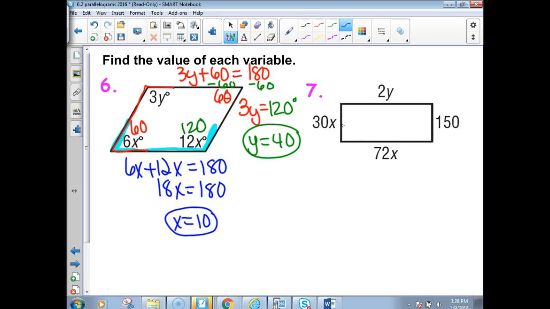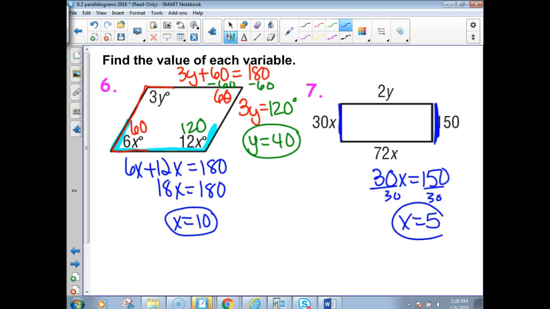Okay, number 7, these are sides. Opposite sides are congruent. So 30 times x equals 150. Divide by 30, and we get x is 5. How can I find y now? Y equals 72x. Uh-oh, I got variables on both sides.